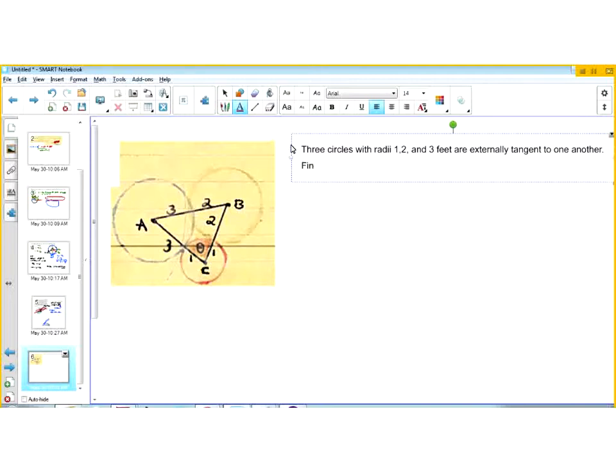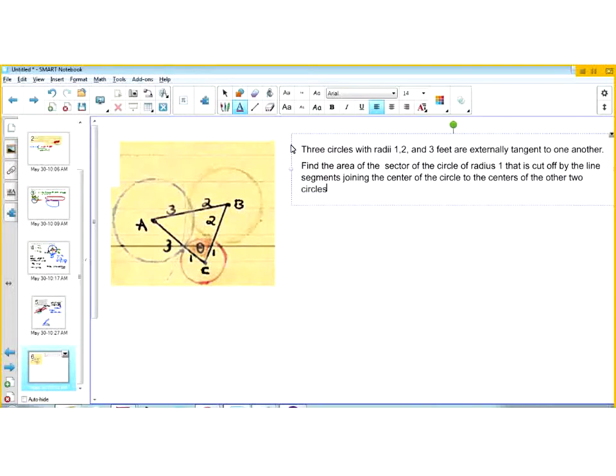Okay. Find the area of the sector of the circle of radius 1 that is cut off by the line segments joining the center of the circle to the centers of the other two circles. Okay, and here's the illustration.